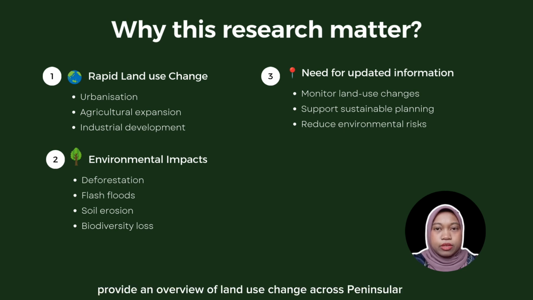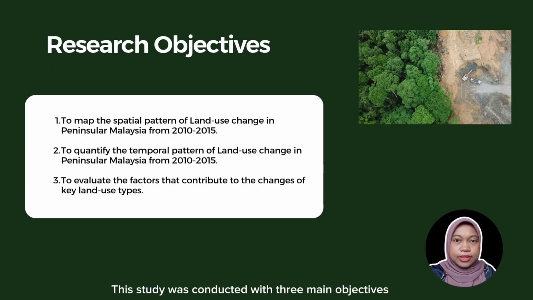This study provides an overview of land use change across Peninsular Malaysia to contribute towards better environmental management and decision making. This study was conducted with three main objectives. First, to identify the spatial patterns of land use change across Peninsular Malaysia between 2010 and 2015. Second, to quantify the temporal change and trends among different land use categories during the study period. Finally, this study aims to evaluate the factors contributing to the observed change in key land use types.